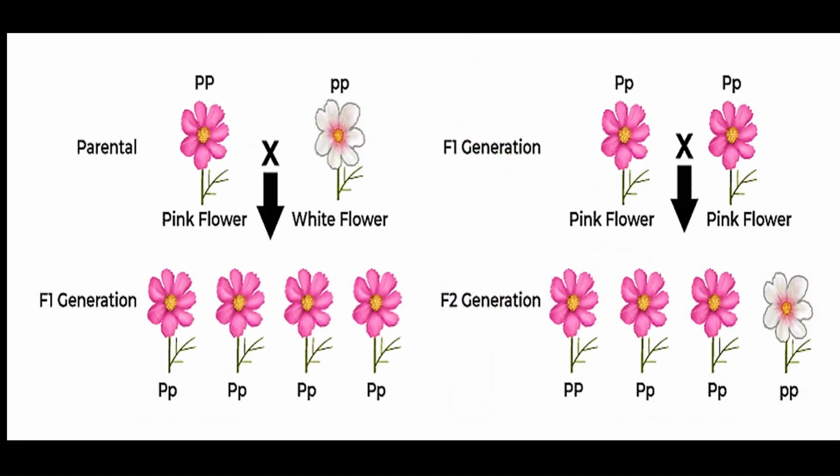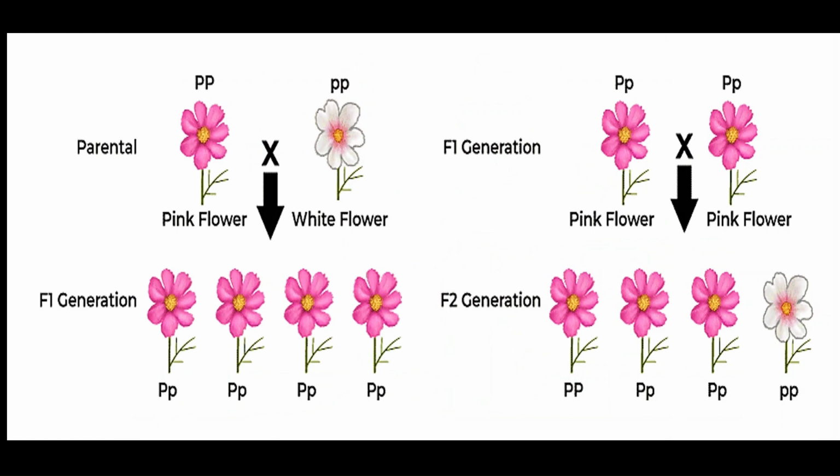Pink flower, white flower, they are crossed. All the offspring became pink. Where did the white go? The white disappeared because it is recessive. It was blocked by the pink color. It couldn't express itself. It can only be expressed when it is homozygous.